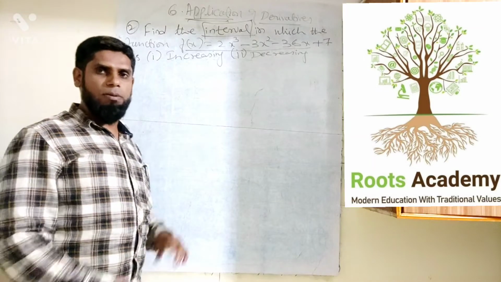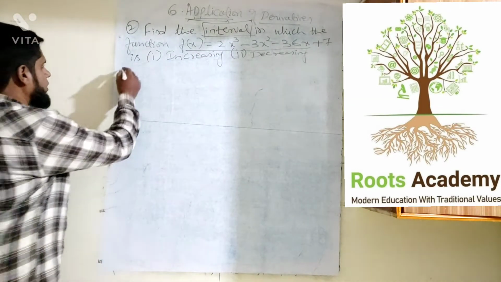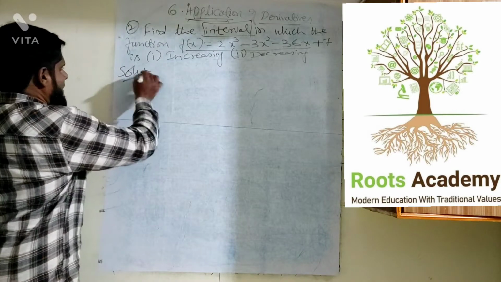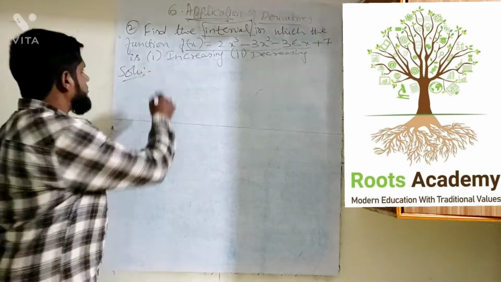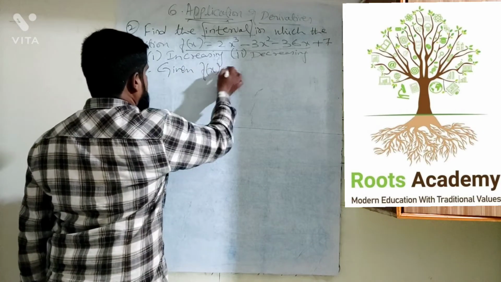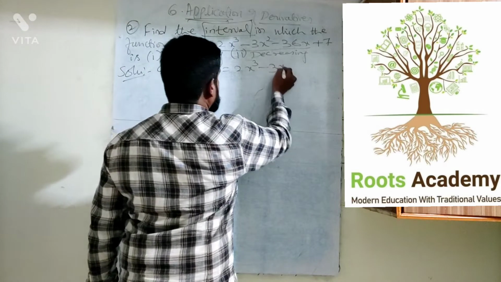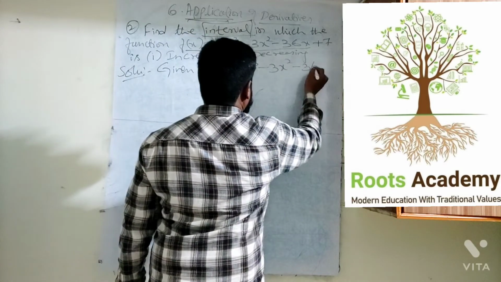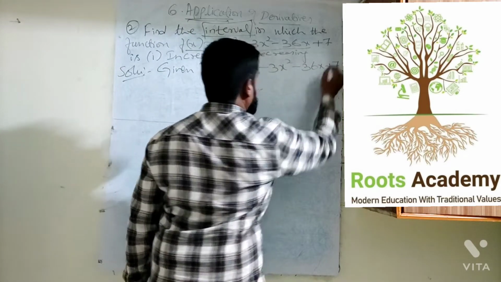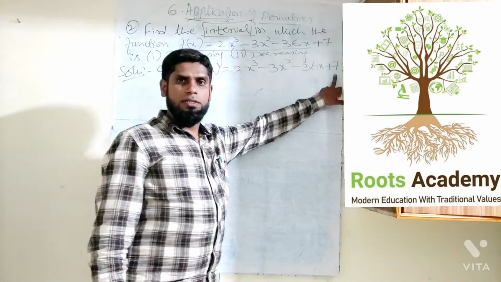We did this in the last problem, but here it is a cubic equation. Okay, let us try to solve this. Given f of x is equal to 2x cube minus 3x square minus 36x plus 7.